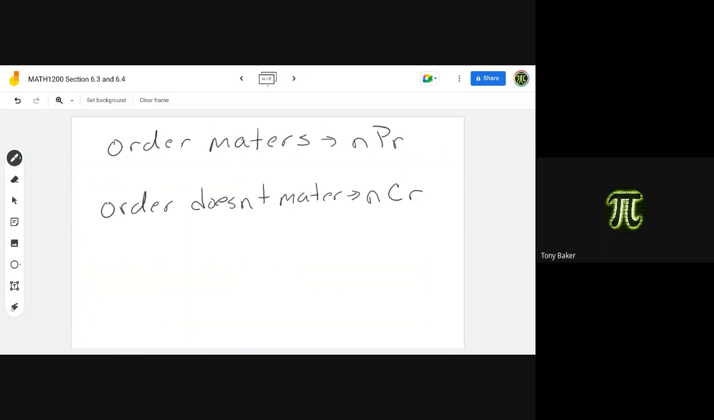If I'm pulling 5 cards out of a deck of playing cards, does the order I draw those 5 cards out matter for the hand that I have? No, your hand's the same. So order does not matter in that situation. All right. So your goal to figure out which one it is is literally to determine if order matters or order does not matter. And then the way you're going to type in the calculator is exactly the same. It's just a matter of which button you're going to press.